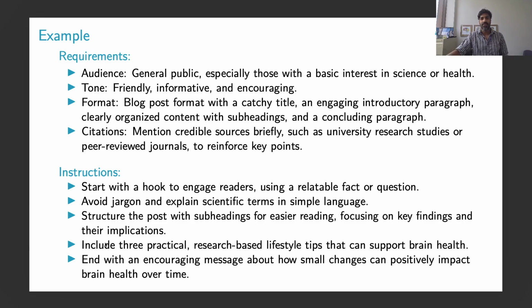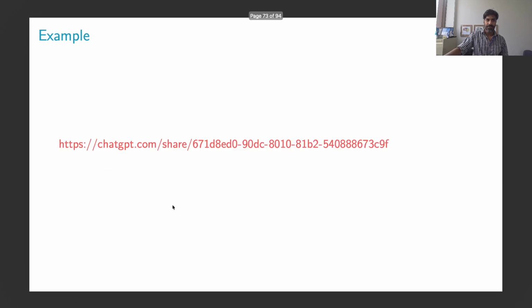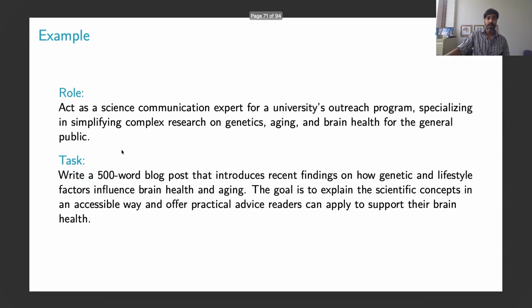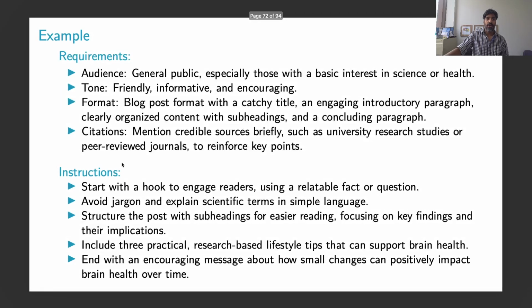Avoid jargon and explain scientific terms in simple language, structure the post with subheadings for easier reading, focus on key findings and their implications, include 3 practical research-based lifestyle tips that can support brain health, and end with an encouraging message about how small changes can positively impact brain health over time. And so that's the role, task, requirements, and instructions.